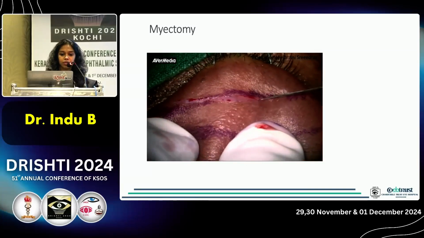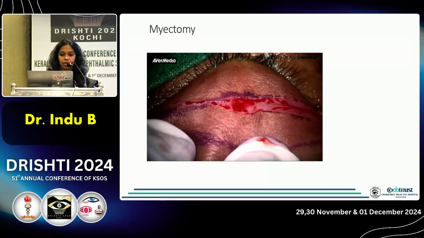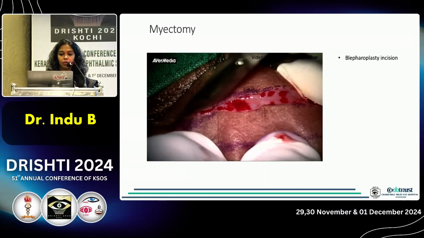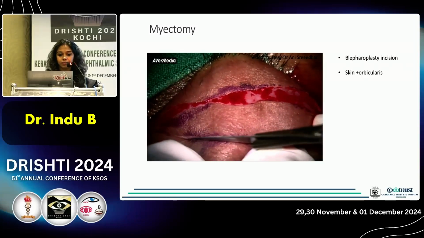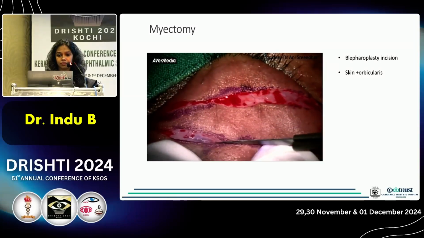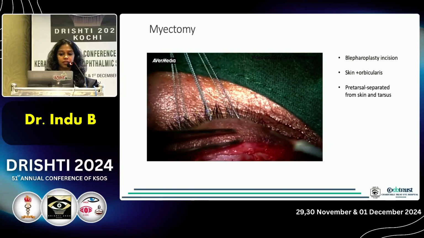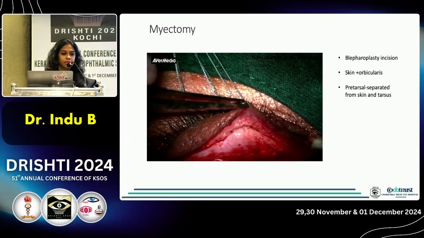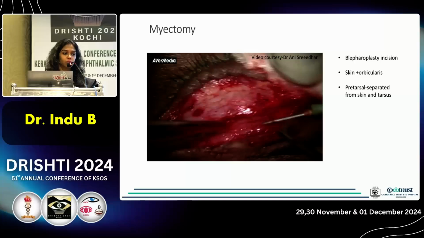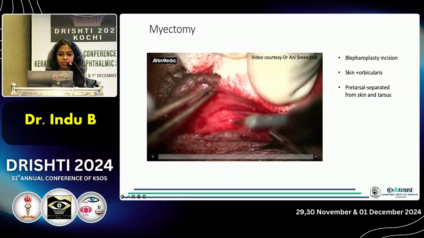here the surgeon makes a blepharoplasty incision, and the skin with the orbicularis is excised. Mainly the pretarsal and the preseptal, that is the palpebral part of the orbicularis, is removed. Not always the orbital part is removed, only in certain conditions.